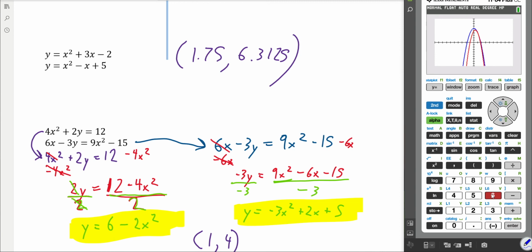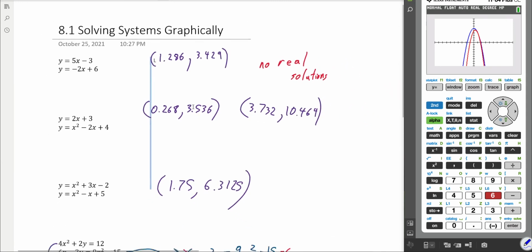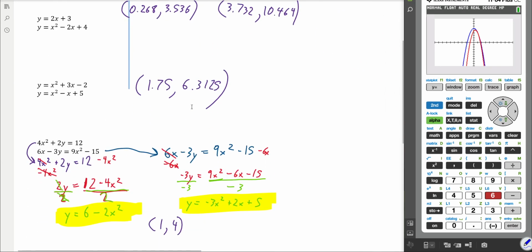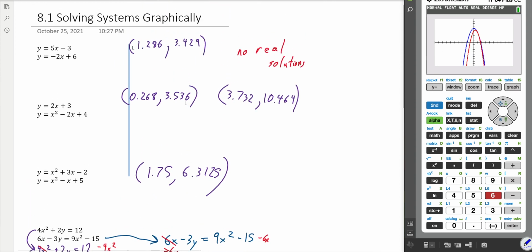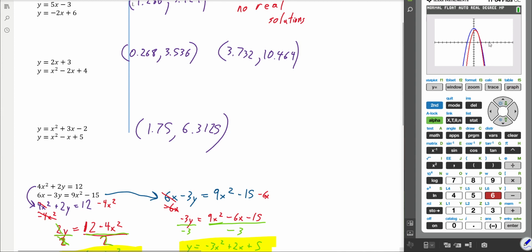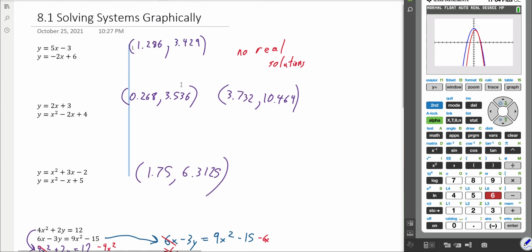All right, so I hope that this video helps you understand how to solve systems graphically using a graphing calculator. And I hope it helps you understand that there can be 1 or 2 or no real solutions. And your graphs will let you see that right away, assuming it's a little bit more clear than this one. But you can also do this all algebraically, which you will see in 8.2. Hope this video helped you, and good luck.